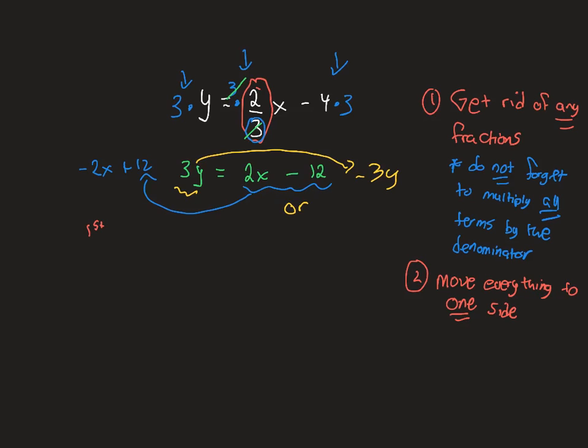First way, I'm going to show you what's the most efficient here. So, I'm going to move the 3y. This would leave me with 0 on this side, 2x minus 3y minus 12. My 2, my negative 3, they're not fractions. My 2 is positive. So this is definitely standard form.